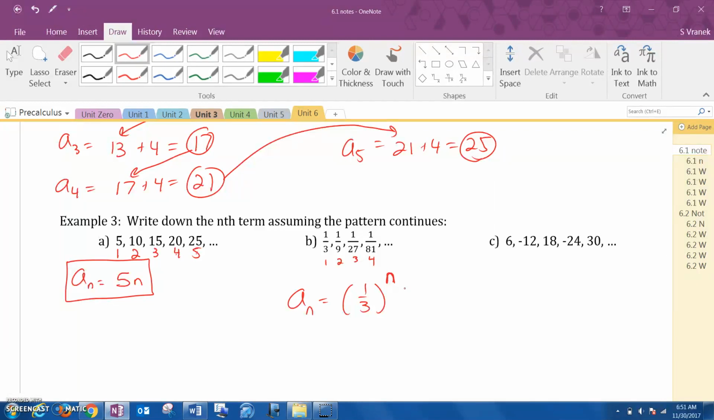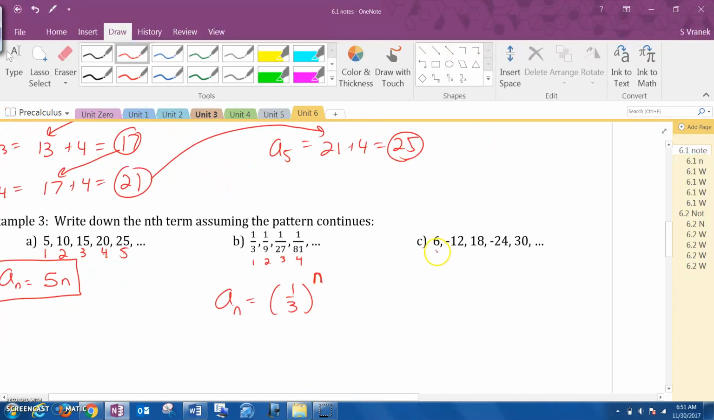Alright, let's look at this third one. Hopefully you guys see that it's going up. This is again 1, 2, 3, 4, 5. That every number is a multiple of 6, starting with 6. So hopefully, like example 3a, you were like, oh yeah, this is 6n. But we have a problem here. We have a negative sign at the second and fourth term. Here's a little hint, guys. Whenever you have a negative sign alternating, it doesn't matter if it's 1, 3, 5, 7 or 2, 4, 6, 8, you need to have a negative 1 term to a power. That power is either going to be n or n minus 1.